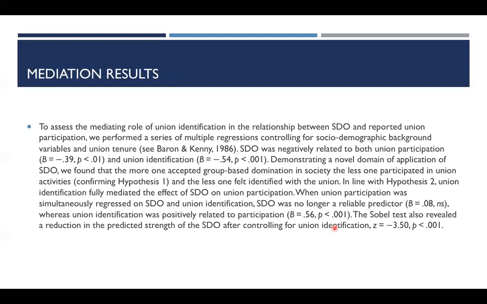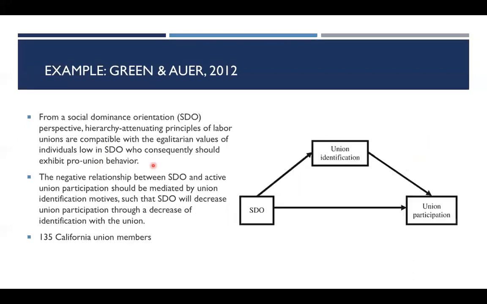All right. So here's how they described their mediation results. They said, to assess the mediating role of union identification in the relationship between social dominance orientation and reported union participation, we performed a series of multiple regressions controlling for social demographic background and union tenure. All right, so here we go. Path A, social dominance orientation was negatively related to union participation and union identification. So that's path C first, union participation, and union identification.